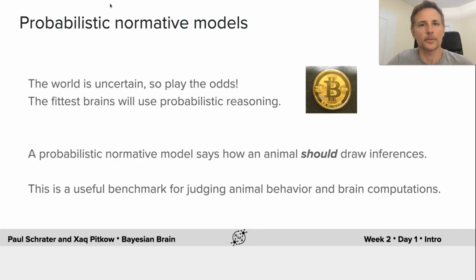So why probabilistic normative models? Well, fundamentally, the world is uncertain. You don't know everything that's out there. So as an example, if I gave you a Bitcoin, and you know that a Bitcoin is more likely to come up heads than tails, then you can play the odds and do better. And if, more importantly, you know that Bitcoin is going to go up rather than down, then you can invest and do better. In general, the fittest brains will use probabilistic reasoning. A probabilistic normative model says how an animal should draw inferences, and this is a useful benchmark for judging animal behavior and brain computations.